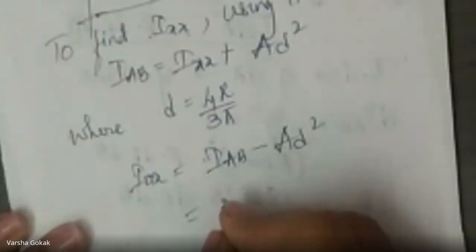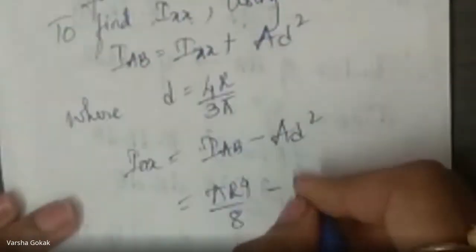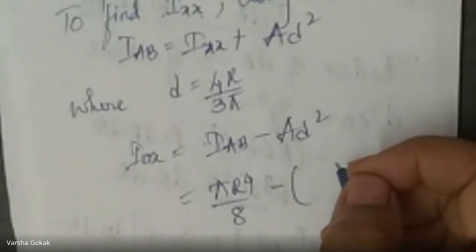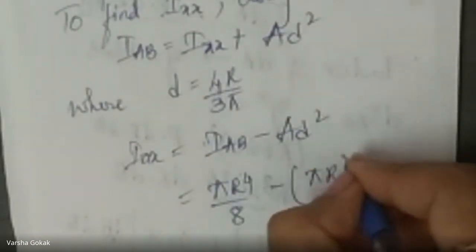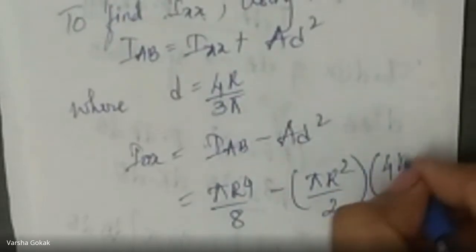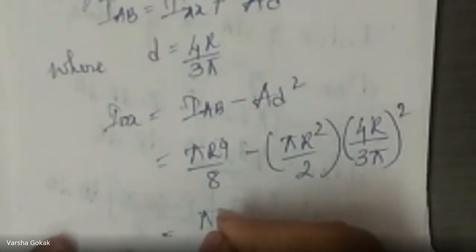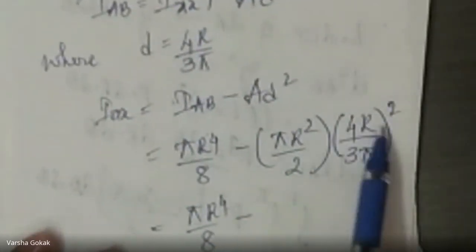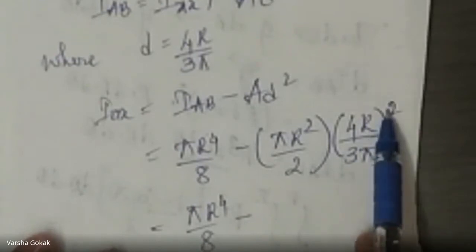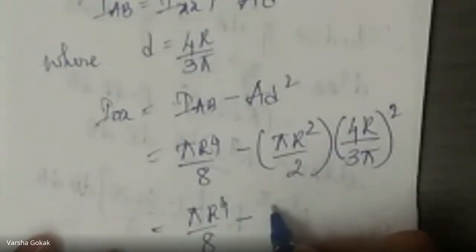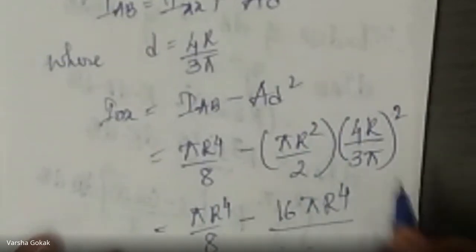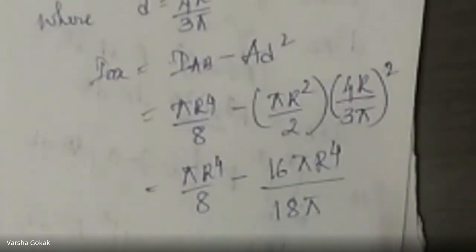IAB you got pi r raised to 4 by 8 minus, what is the area of a semicircle? Pi r square by 2, correct? Into D, which is 4r by 3 pi, the whole square. Open this bracket and get me the answer. Pi r raised to 4 by 8 minus, see this is r square and this is r square, so r raised to 4. So 4 4s are 16. 16 pi r raised to 4 is all your numerator, divided by 3 3s are 9, 9 2s are 18 pi, right?